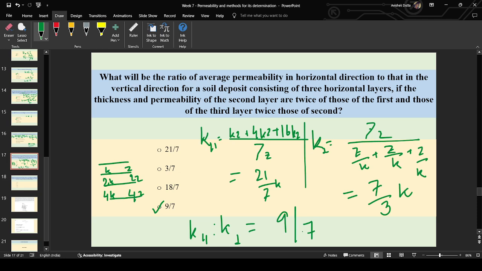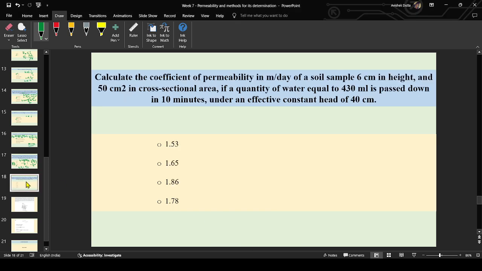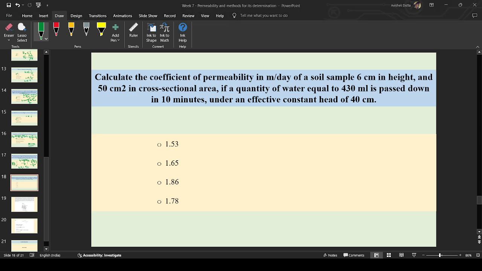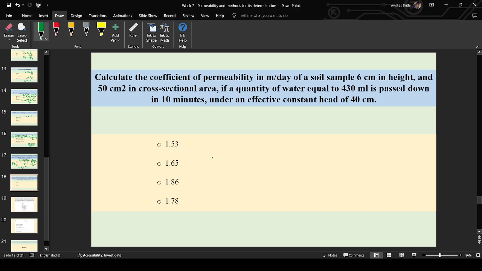Any doubt, anyone? Okay, next question. I hope you have solved this, very easy. Constant head test. What is the answer? Anyone? Have you solved this? C, sir, 1.86. Yes.